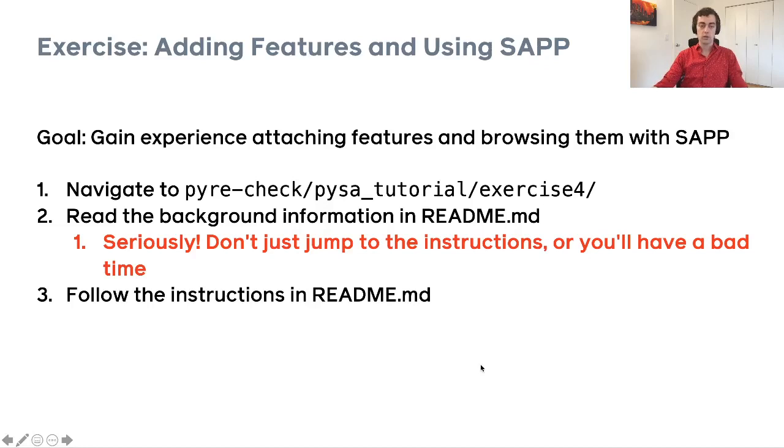All right, so now that we know a little bit about using features and using SAP to browse features and filter based on them, we're gonna go into a practical exercise. The end result of this exercise, hopefully, is that you're comfortable attaching features and looking at them in SAP and filtering out issues based on those features. So you're gonna wanna navigate to the exercise 4 folder. Just like previous exercises, make sure you read the background information before you jump into the instructions. I'm gonna give us 10 minutes now to work through this exercise. As with previous exercises, myself and the other facilitators will be available in Discord to help you debug and get unstuck.